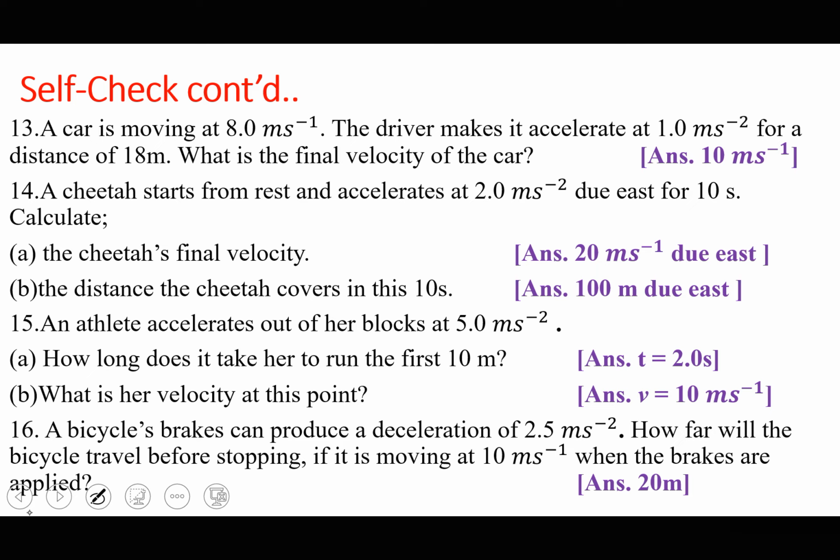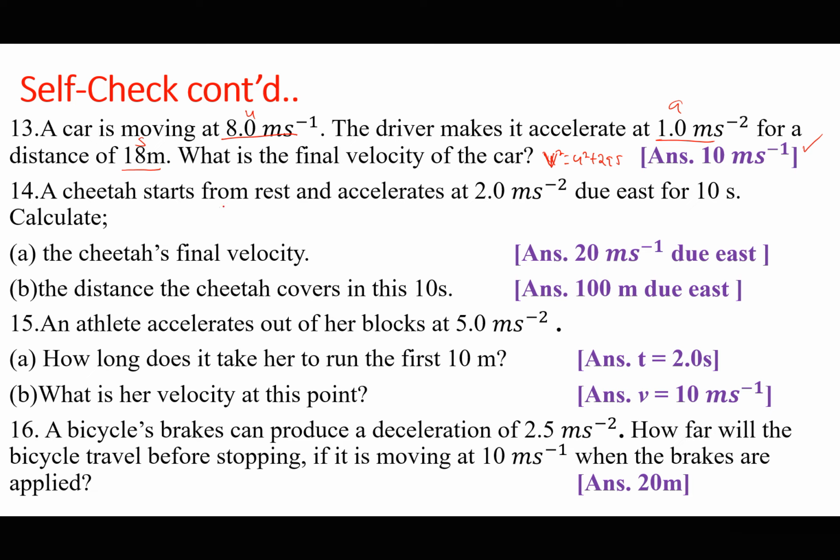A car is moving at 8 meters per second. So this is initial velocity. Maybe the driver makes it accelerate at 1 meter per second squared. So this is acceleration. A distance of 18 meters. So this is s. What is the final velocity of the car? So we have acceleration, initial velocity, and s. So I can use v squared equals u squared plus 2as. We want to find v. Remember to find the square root. So v squared equals u squared, which is 8 squared, plus 2 times 1 times s, which is 18. You should be able to get that answer.